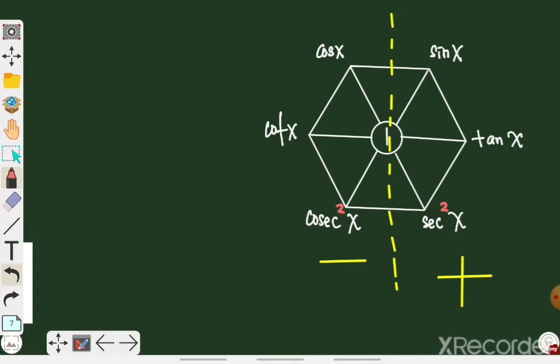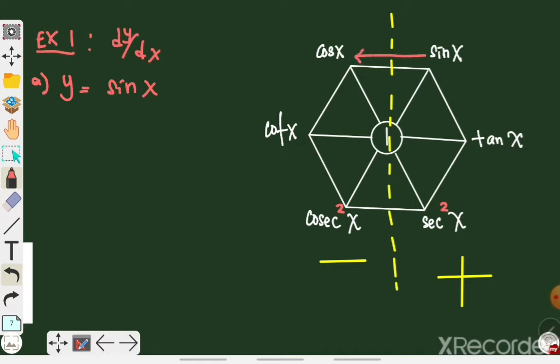Okay, students, let's see how Miss does the differentiation of the trigonometric function. For example, let's say I have one question. Differentiate the following. Find the dy dx of the following. First question: let y equal sine x. How to differentiate sine x? I would like to use this hexagon, where I use this one.